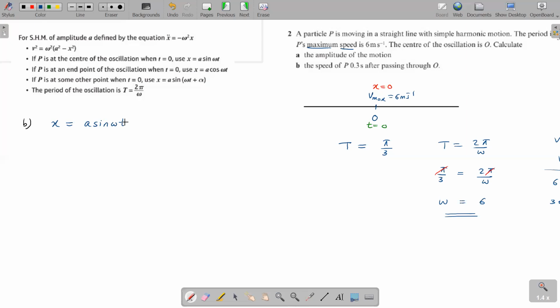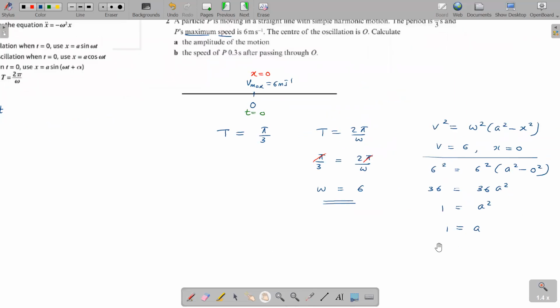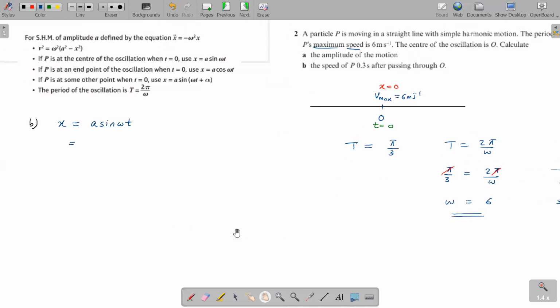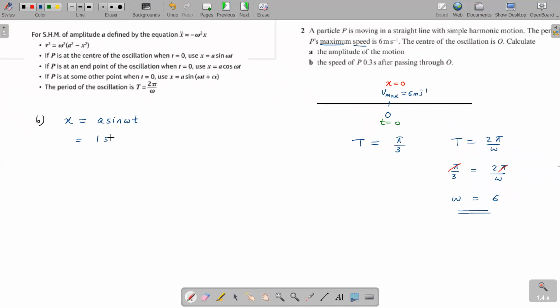So you can see over here, there are several variables that we know. What are they? Okay, x value, I don't know. What I'm trying to do is find the displacement after 0.3 seconds. So what is the amplitude? Did we find it? Yes, the amplitude is what we found in part A. The amplitude was 1. In part A, we found the amplitude of the motion is equal to 1 meter. So we can go A is 1. Sine, what's omega? Omega value is 6. And what about t? T is 0.3.